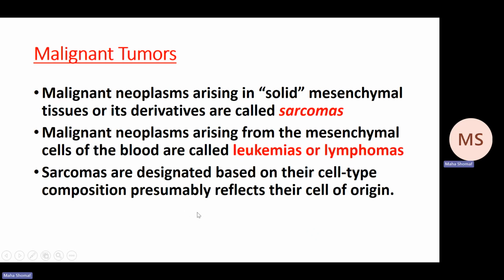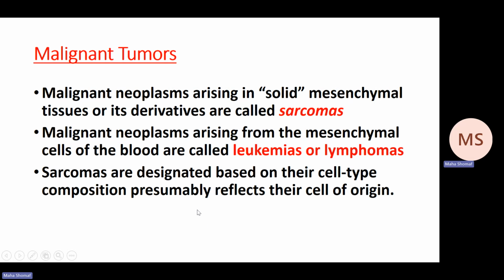On the other hand, malignant tumors are divided into two types, sarcomas and carcinomas. Malignant neoplasms arising in solid mesenchymal tissue or its derivatives are called sarcomas. Malignant neoplasms arising from the mesenchymal cells of the blood are called leukemias or lymphomas. Leukemias present in the blood, while lymphomas present in the lymph nodes.